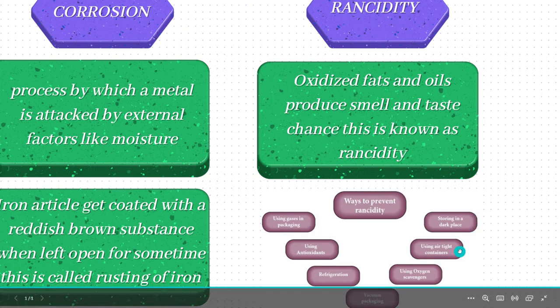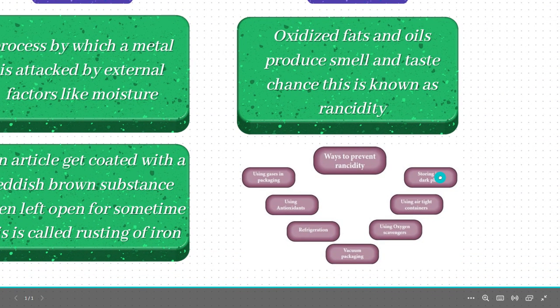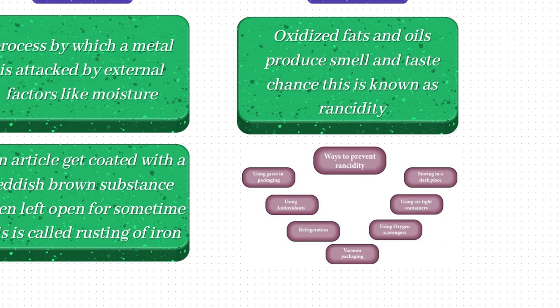So, what are the ways to prevent rancidity? That is, using gases in packaging. In the Lay's packets, we all complain that the packets are not holding enough chips and are just full of air. But it's actually to save the chips. The chips packets are flushed with nitrogen gas to protect them from getting degraded by rancidity.